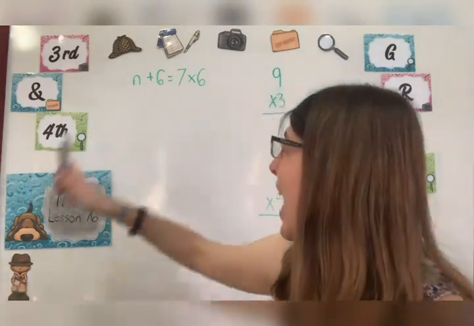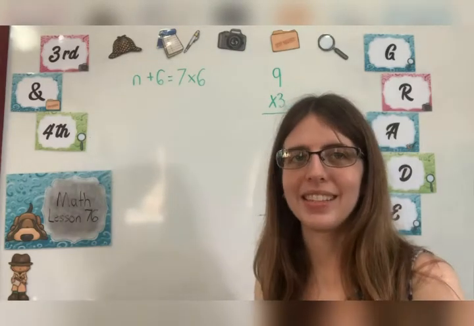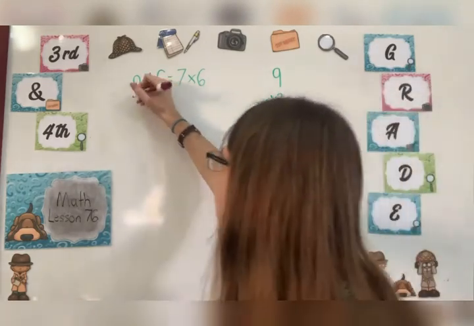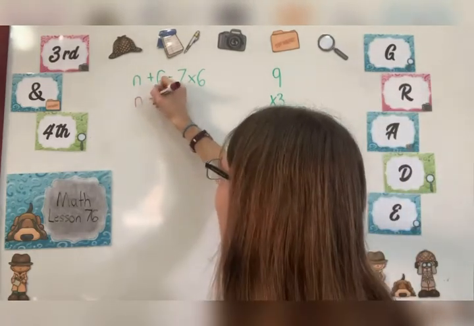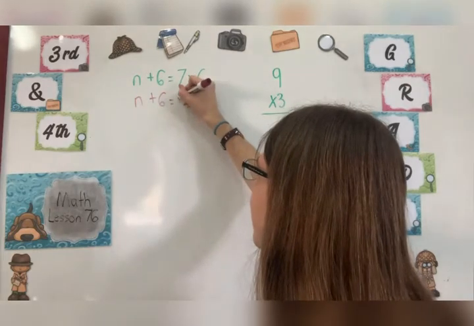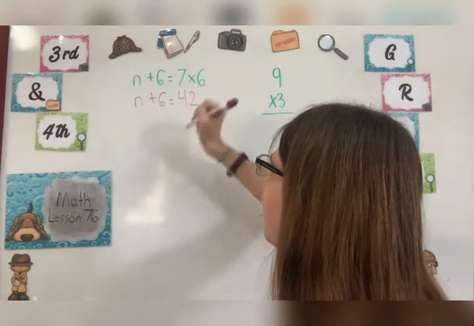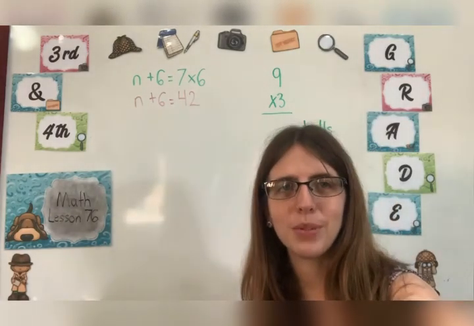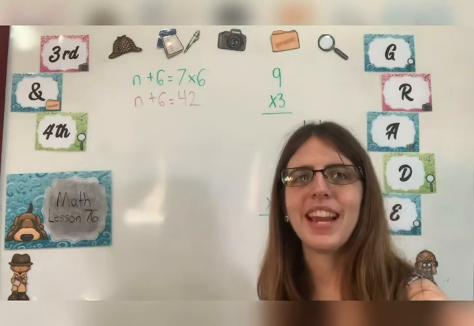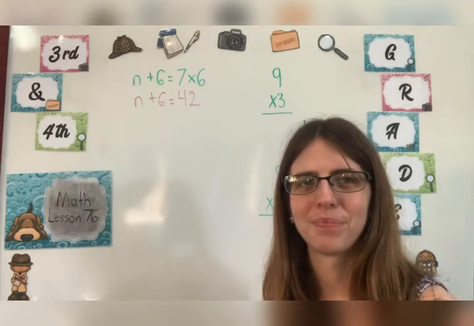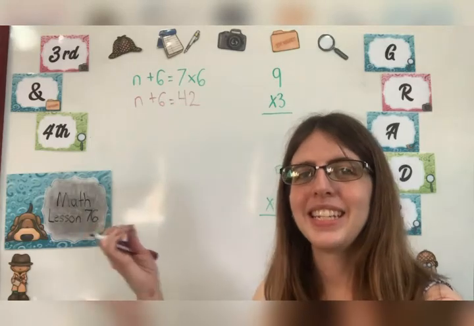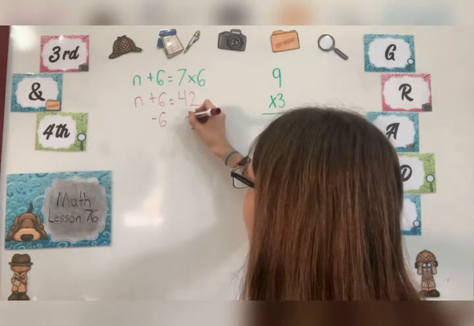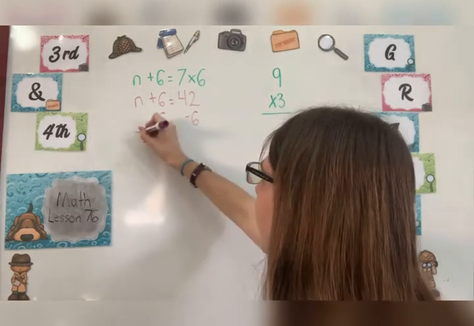All right, letter A, n plus 6 equals 7 times 6. So we start with what we know already. We can do 7 times 6 without changing anything. So it becomes n plus 6 equals 7 times 6 is 42. Now I want to get n by itself, so I have to do the opposite of what I'm doing to n right now. What's the opposite of adding 6 to n? To take away, to subtract 6. So minus 6. And whatever we do to one side, we have to do to the other.